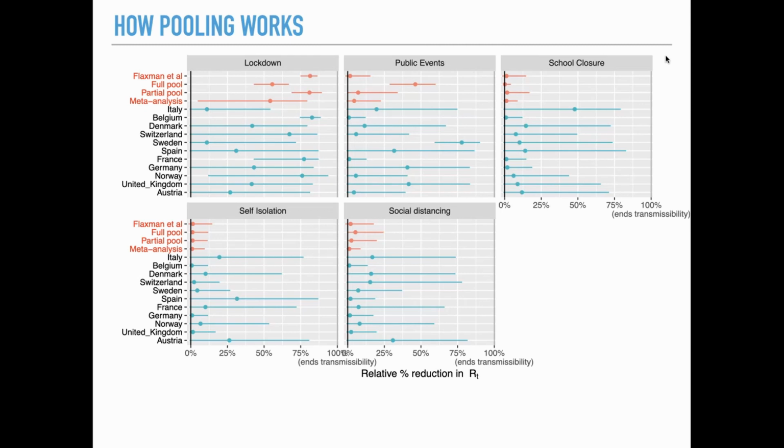For example, let's focus on the blue lines for lockdown and public events in the UK. You can see that the blue line is exactly the same for lockdown and public events in the UK because they happen on the same day. But when you do pooling, meta-analysis, partial pooling, and what we actually did in our paper, you find this observed signal.